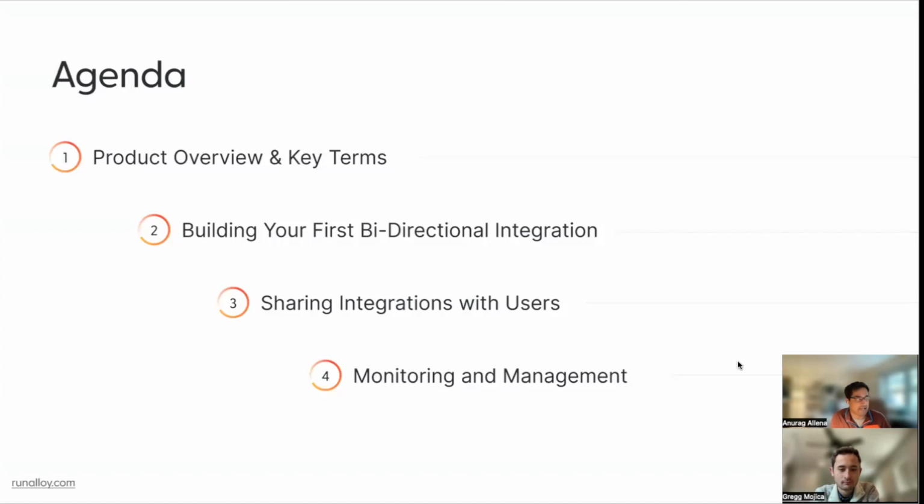So to go through an agenda for the day, we'll start off by providing that product overview and some key terms, just so we're all on the same page before diving into some of the more detailed concepts. We'll talk about how to build your first bi-directional integration, and not just talk about, but actually show you how to do that within Alloy Embedded. We'll show you how to share integrations with users and crucially go over the different options that we give you for doing so. So Alloy is very much not one size fits all as an iPaaS in terms of how you make integrations available to your users. And so we'll spend some time going over exactly what that looks like.